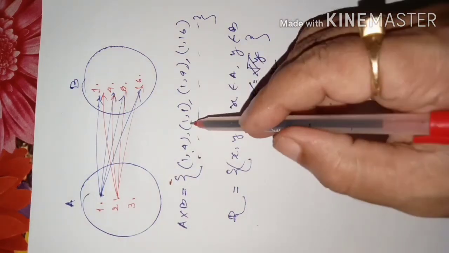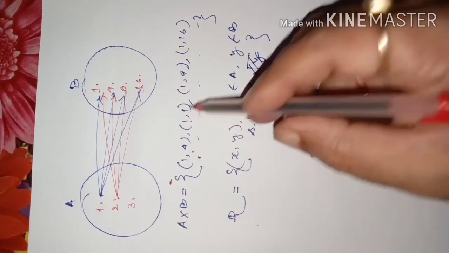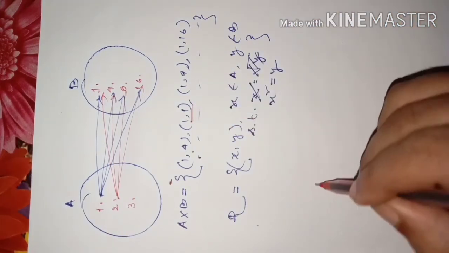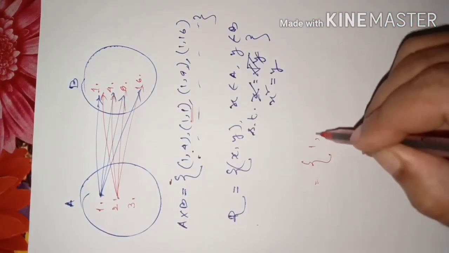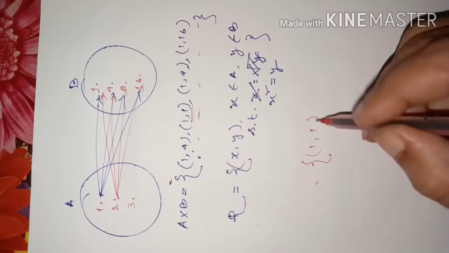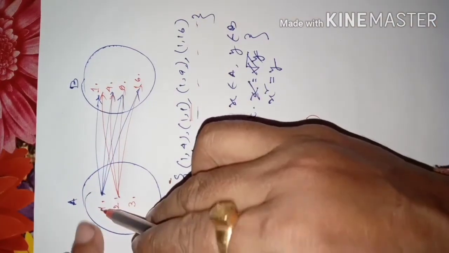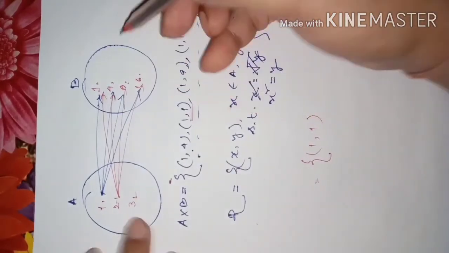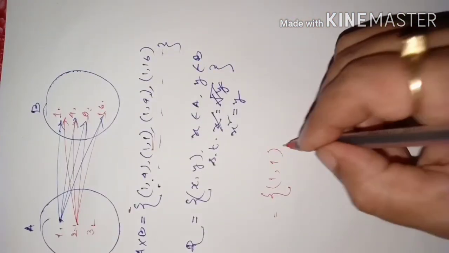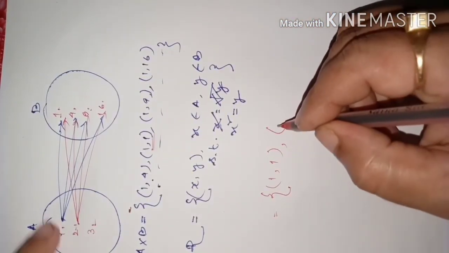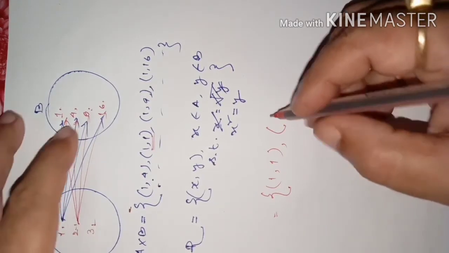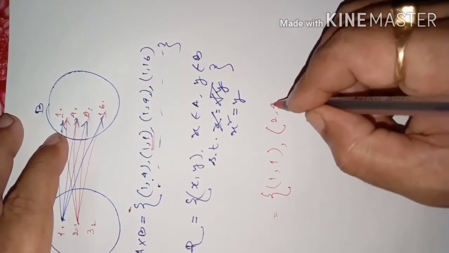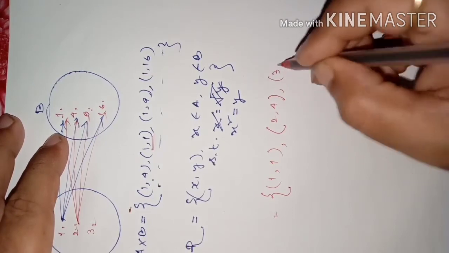When you square the first element, it becomes the second element. If I square 1, it will be 1 only. That means 1 square is 1, 2 square is 4, 3 square is 9. Only these elements will be here now. 1 is connected to 1, 2 is connected to 4, and 3 is connected to 9 only.